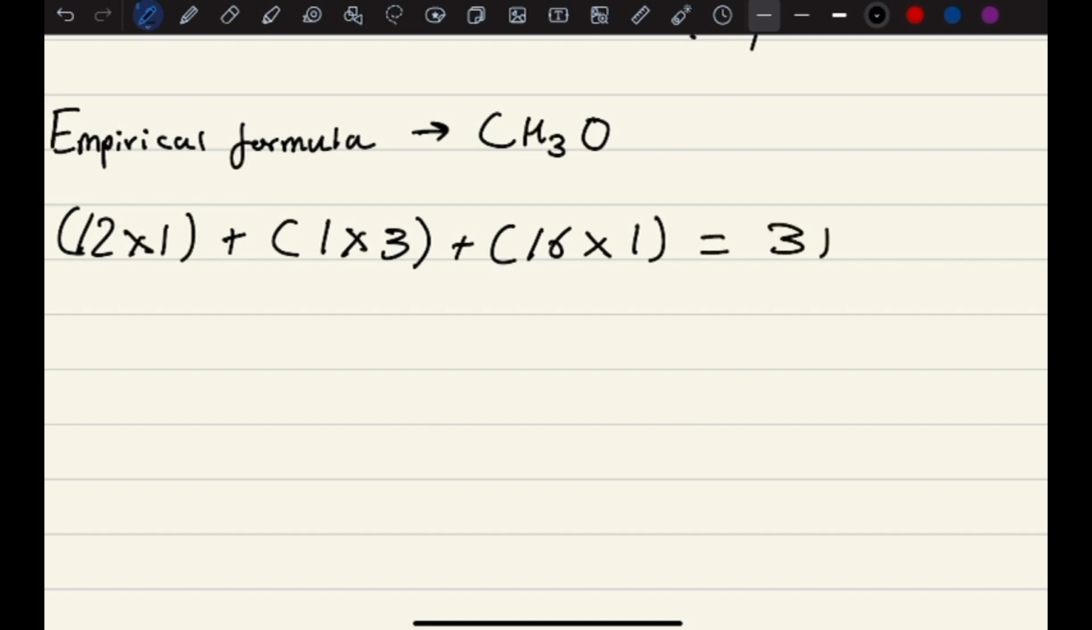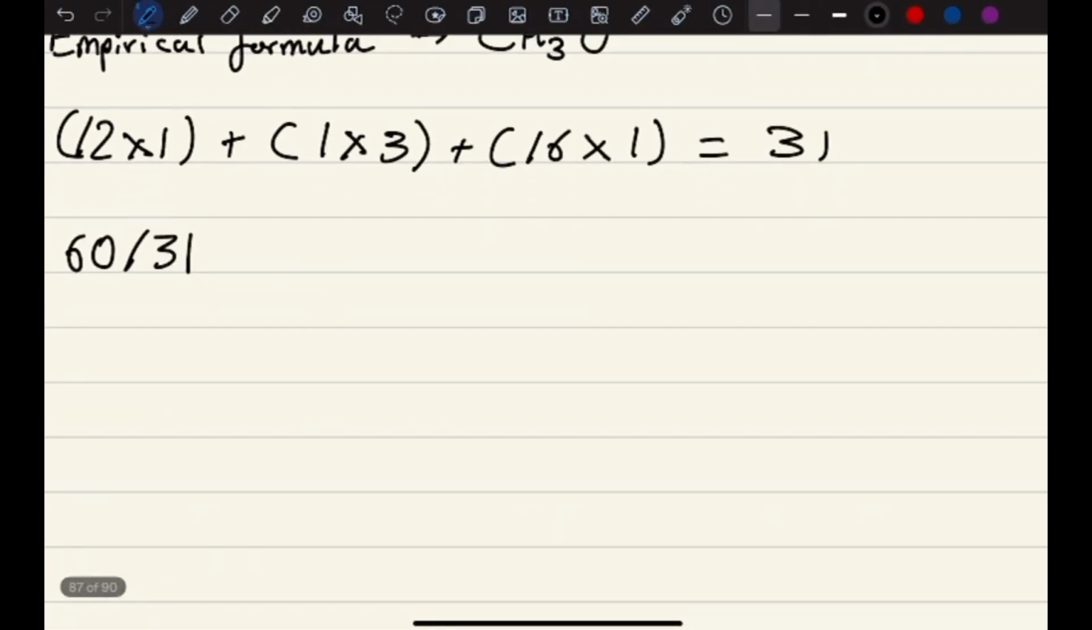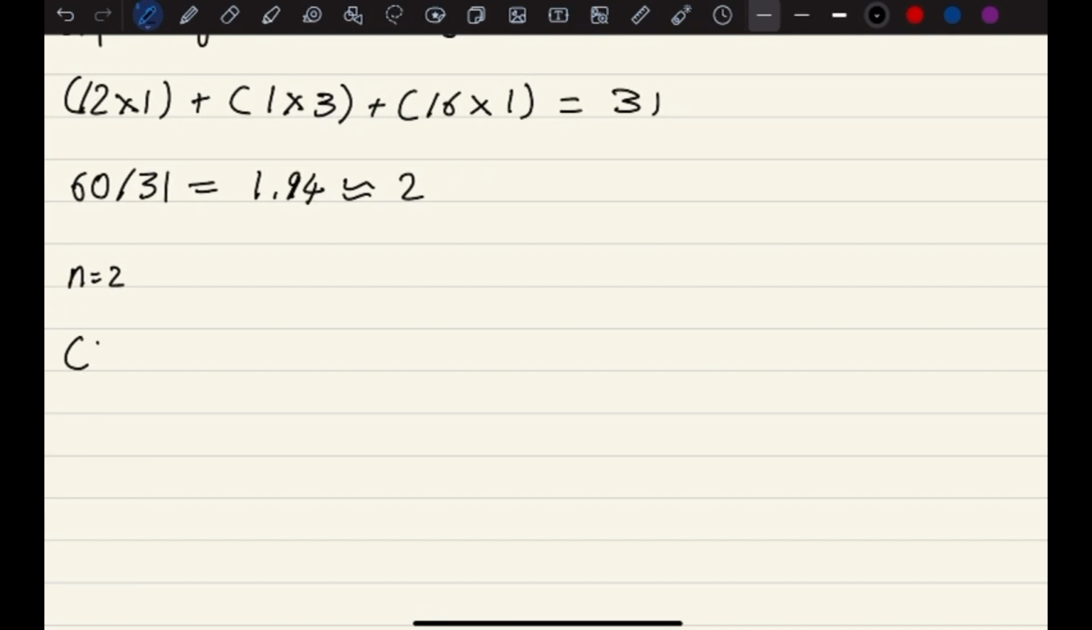Yeah? Cool. What we can then do is 60 divided by 31, because 60 was our molecular mass of the whole compound when we look at the question. We do that, we get 1.94. And from my perspective, this is close enough to 2 for us to just say that our value for n is going to be 2. Right? So, if you think about it like this, CH3O, and we've got 2 lots of it, that means that our molecular formula is C2H6O2. I hope that makes sense in terms of how we go about approaching this question when we've added on this extra bit.